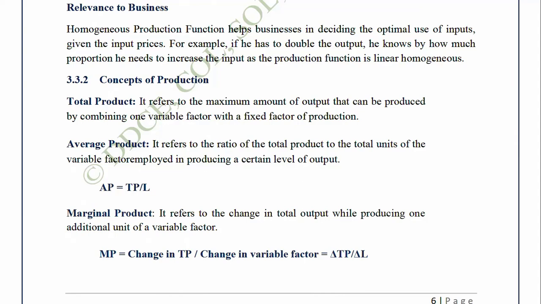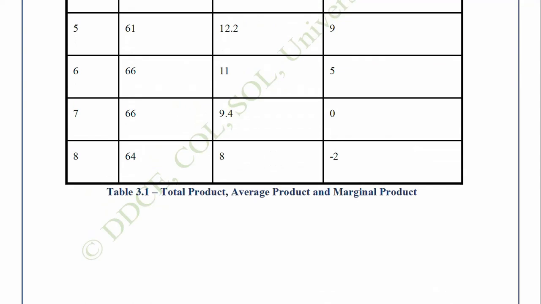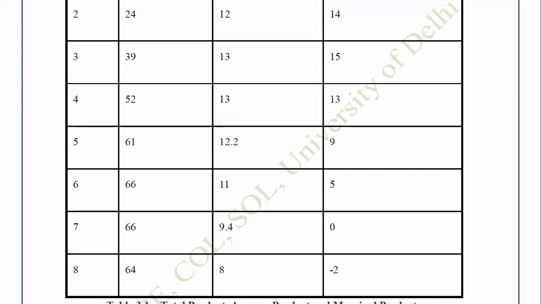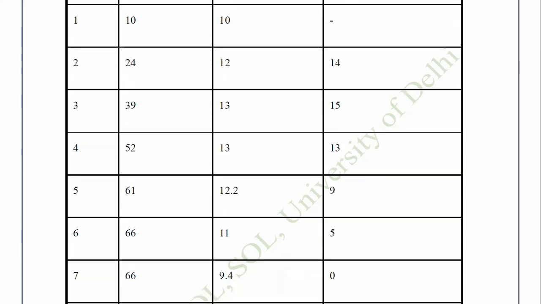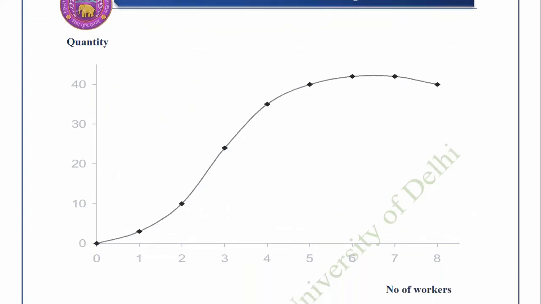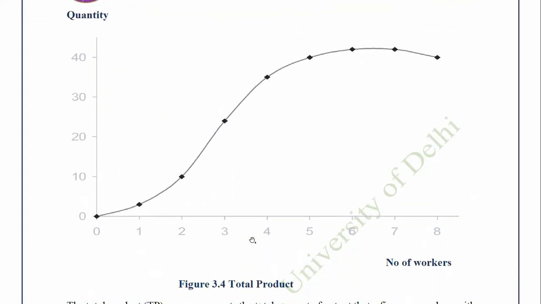Marginal product. It refers to the change in total output while producing one additional unit of a variable factor. So marginal product is equal to change in total product upon change in variable factors. Table 3.1 shows the relationship between total product, average product and marginal product. Figure 3.4 depicts the total product.